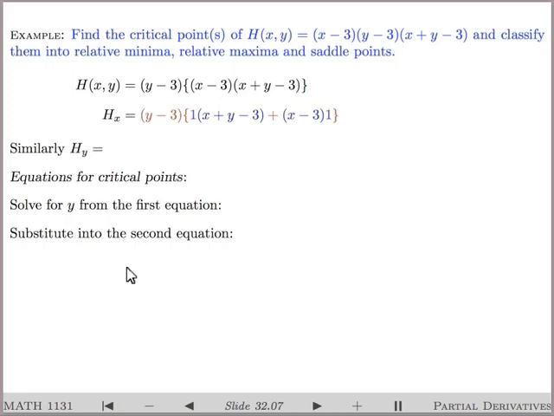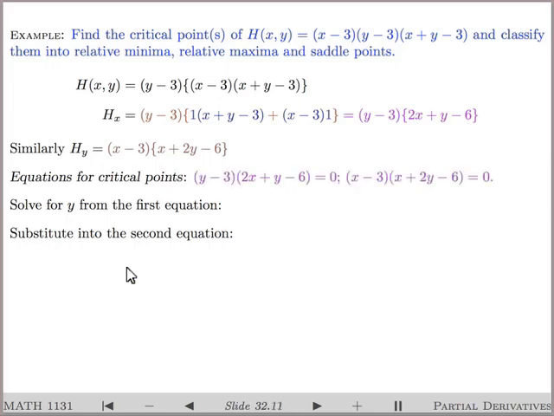Now, if I simplify the expression inside the braces, I can combine the two x's and the two minus 3's. So I get y minus 3 times the quantity 2x plus y minus 6. When we differentiate with respect to y, it's going to go the same way, or we can use symmetry. So the original function, if we switch x and y, the function doesn't change. So if I switch x and y in the partial with respect to x, I will get the partial with respect to y. So the partial with respect to y is x minus 3 times the quantity x plus 2y minus 6. We have to set this equal to 0 and solve for x and y.